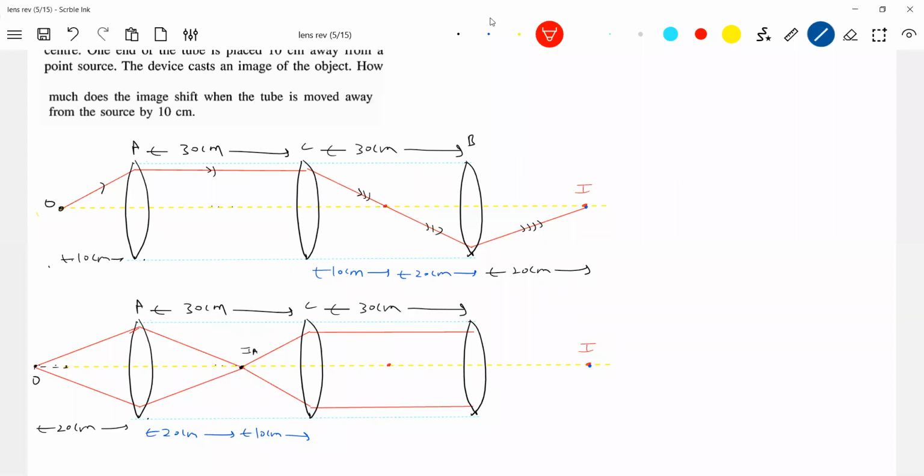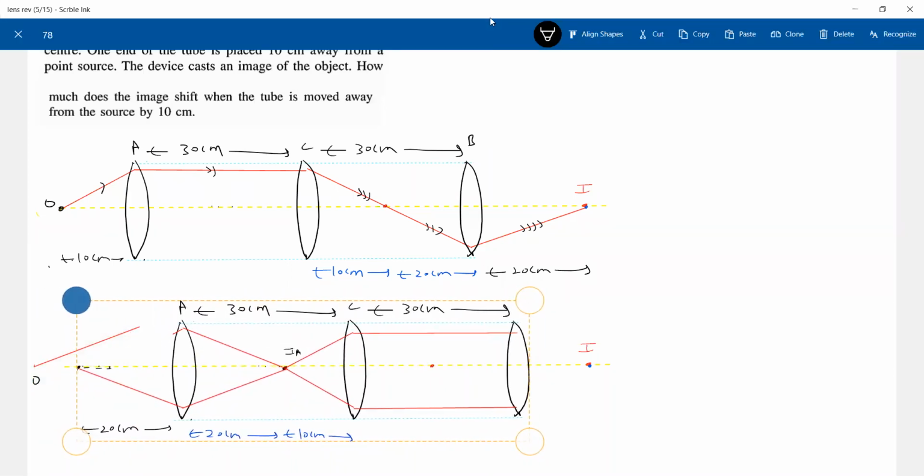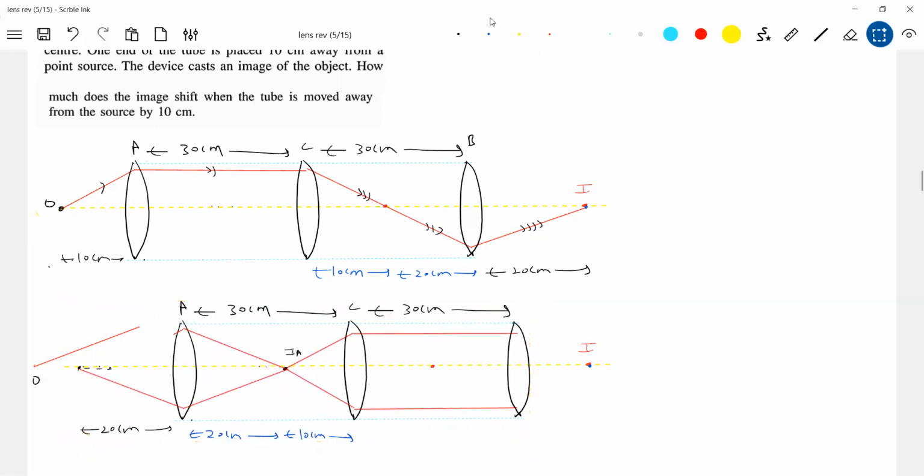So finally, they should meet at the same point. Okay, I think some correction is there. This will be much more meaningful if I do it like this. Okay, no, so this should be finally... So this will again be 10 centimeters. So the position of the image will not change.